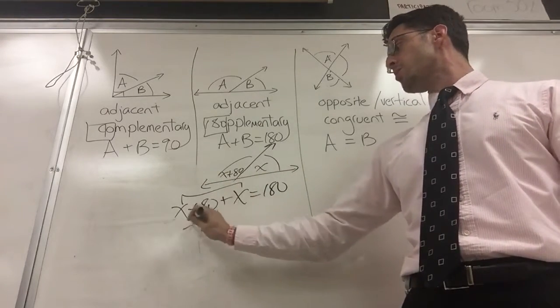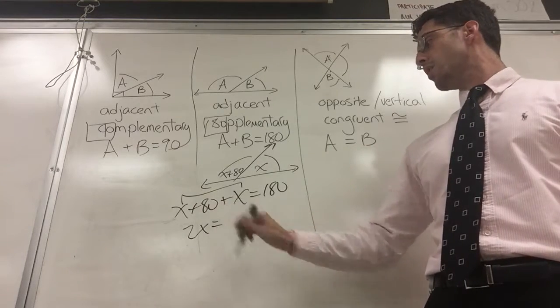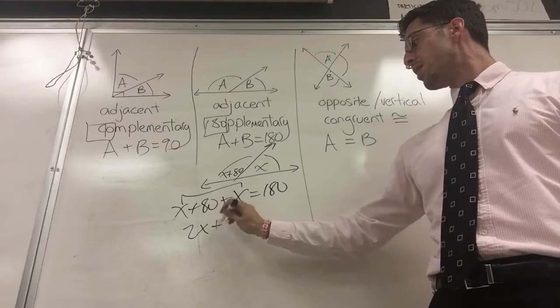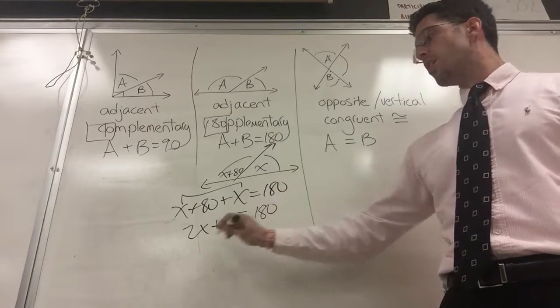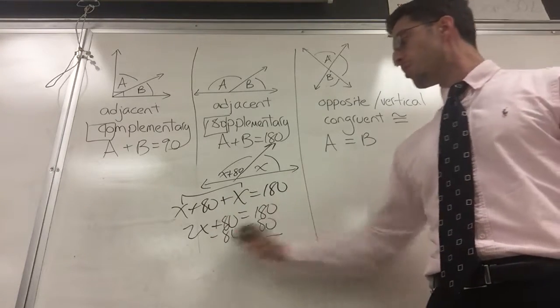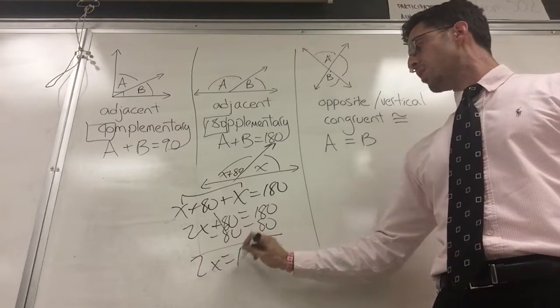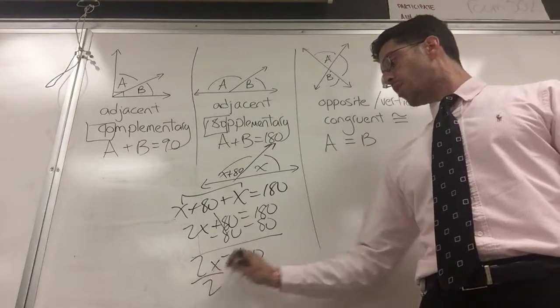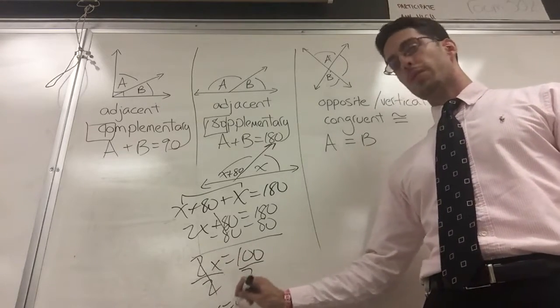Let me combine my like terms. 2x plus 80 equals 180. Now I'm going to do my additive inverse on both sides. 2x equals 100, right? That's an 80 in case I went too fast. Divide by the coefficient, and x equals 50.